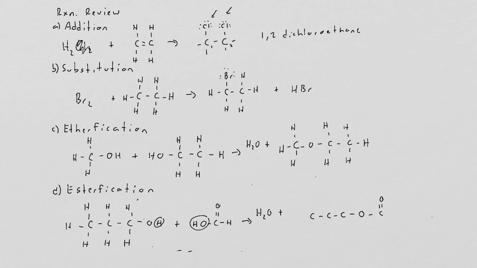And because this is methanoic acid, and this is propanol, you are going to get propyl methanoate. And now I'll stick all the extra hydrogens on there as dashes to make it go fast. That's it. Those are the 4 reactions you've learned so far.